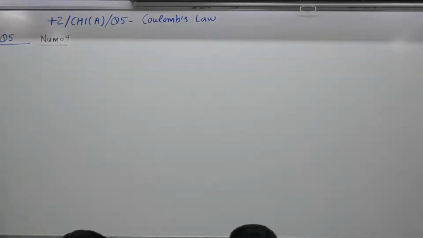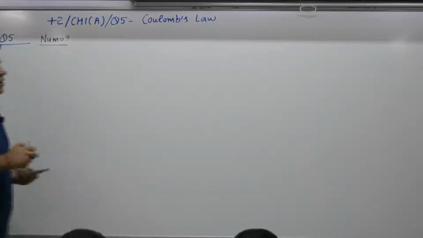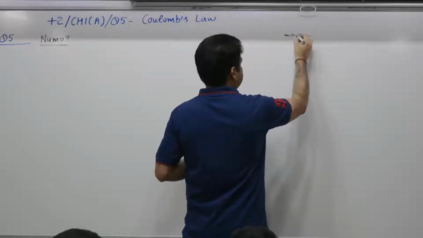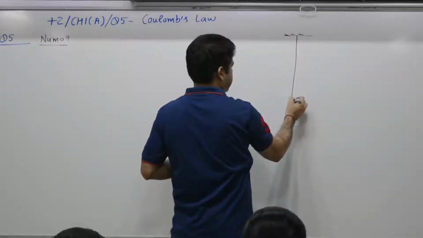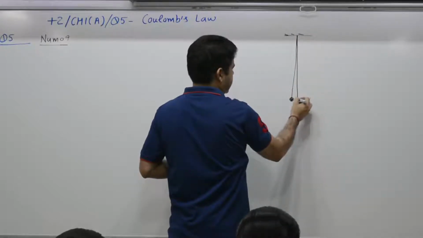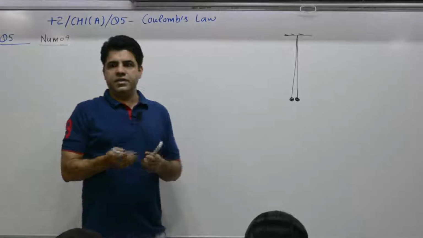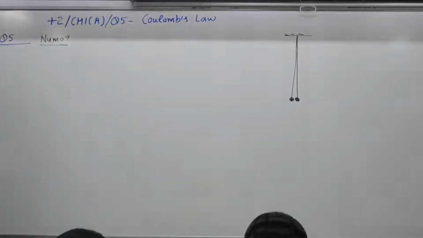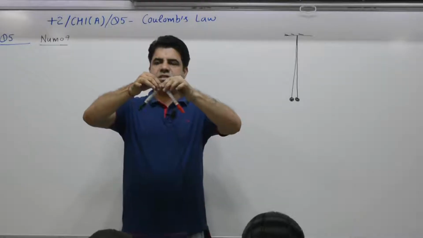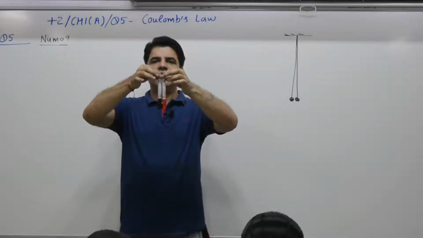If they are not charged, then what? Then what's the diagram? If they are not charged, thread, object 1, object 2, why do they stay like this? If you release it from this, why do they come to this position? Why are they vertical?